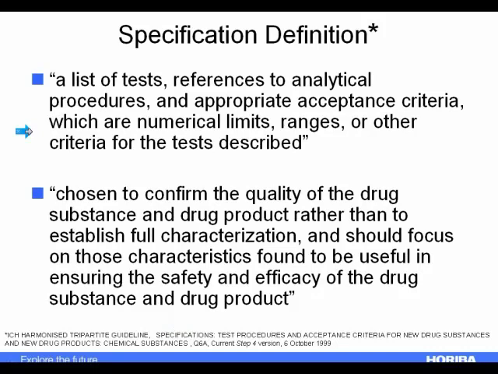It's some list of tests and some kind of acceptance criteria. They're usually numerical limits. And it's usually chosen in the pharmaceutical industry to help us conform to some quality associated with the material. And we need to understand how that quality is important to the safety and efficacy of the drug in order to understand how we should be setting these specifications.